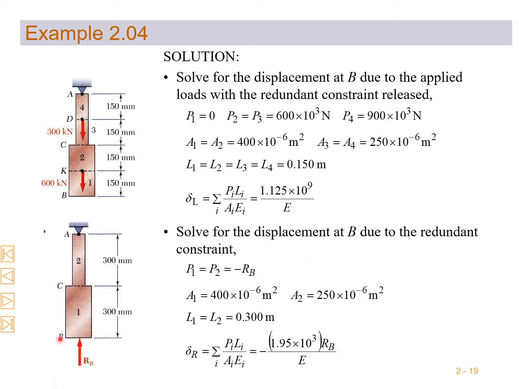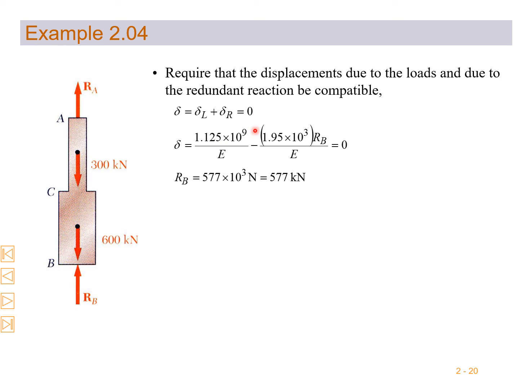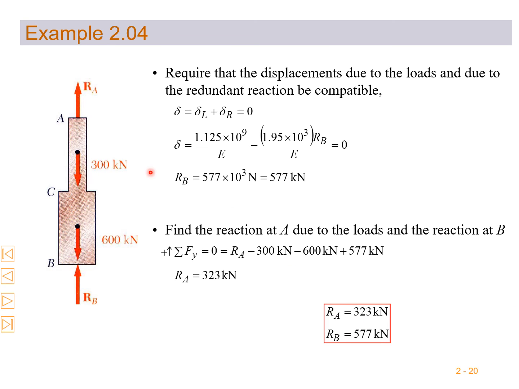due to the redundant force. P1 equal to P2 equal to minus RB. So this is the redundant force. If we equate these two, our reaction becomes 577. Here it becomes 577 out of 900. 600 becomes here almost 580, right? It's less than 600. So at the top also it goes, RA will become 323. RA or RB we will find.